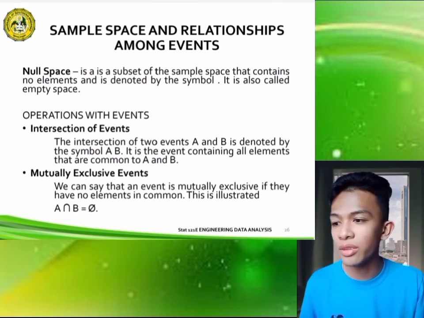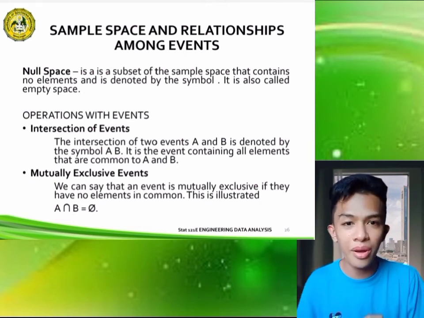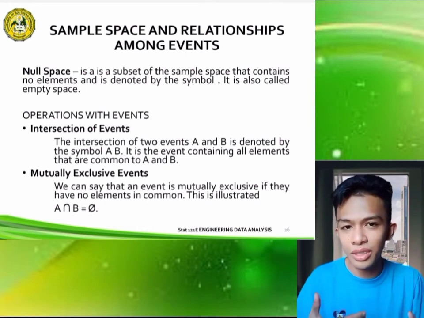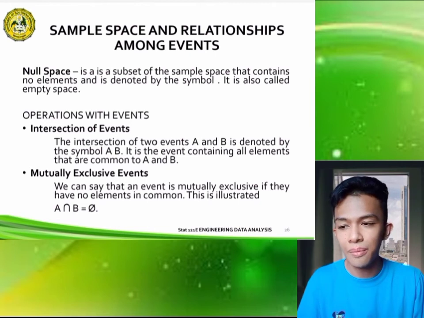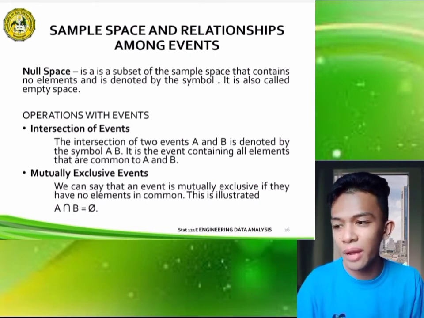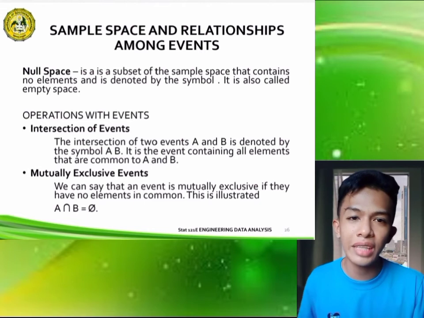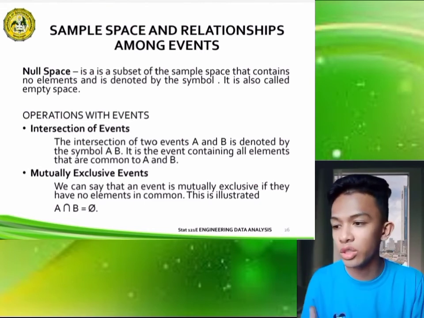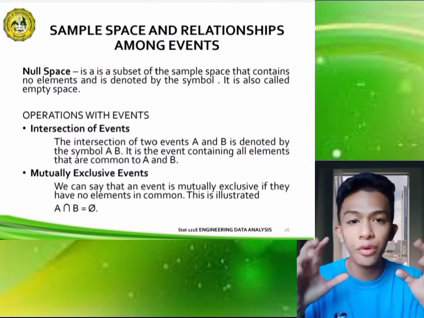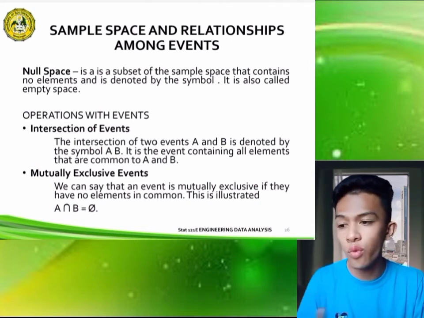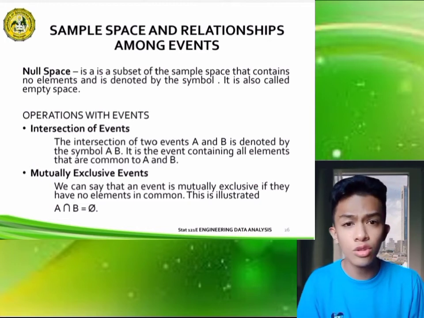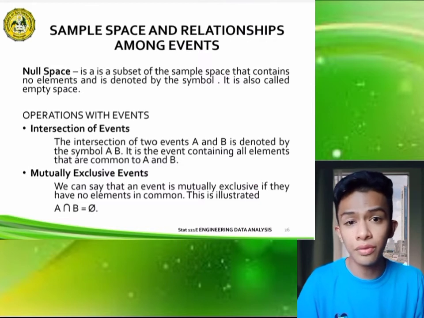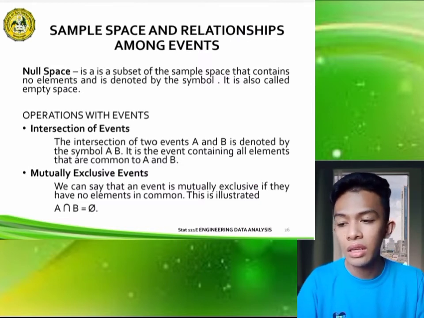It is an event containing all the elements that are common. Common. What is common between you and your boyfriend? Common between you and your mama and papa? We can illustrate it. For example, set A has the numbers 3, 6, 9, 12, 15. And set B has 1, 3, 5, 8, 12, 15, 17. What is common to them? The numbers 3, 12, 15. That is why we call it A intersect B.